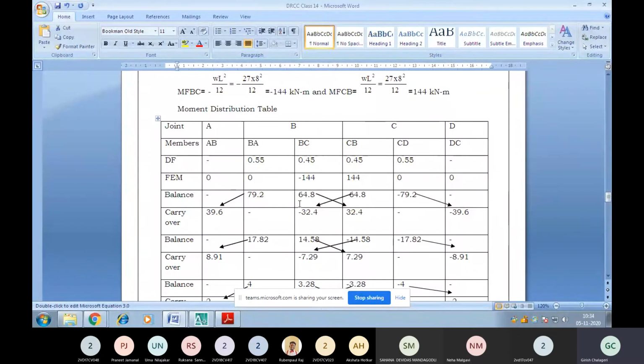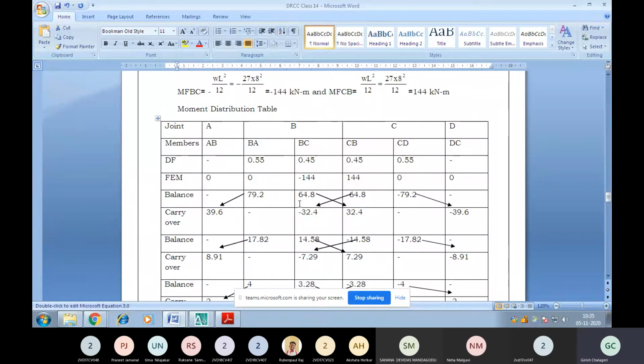So first we found the stiffness of individual members, and we found the distribution factor for a joint where we connected the beam and column. For the beam we got the distribution factor as 0.45, and for the column we got 0.55. So the table has been formed here.